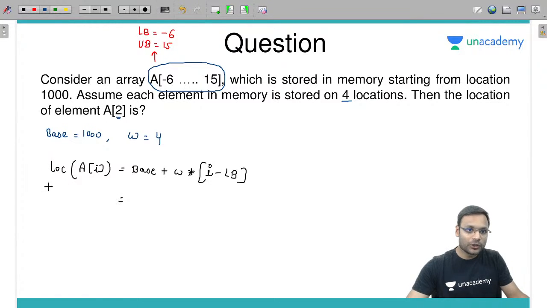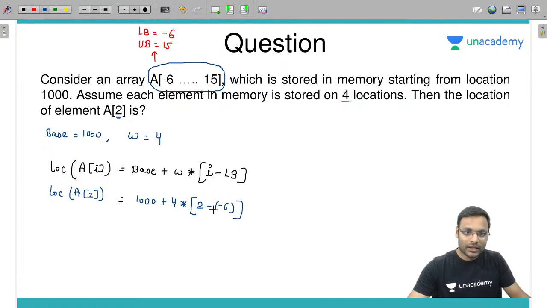We need to calculate location of A of 2. Location of A of 2 is equal to what? Base 1000 plus W, ये रहा 4, into I, index I given as 2, minus lower bound -6. 2 minus minus 6 is 2 plus 6, 8 into 4, 32. Answer is 1032. Verify this if this is correct or not.